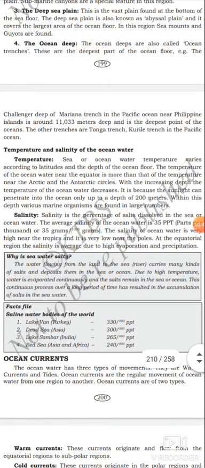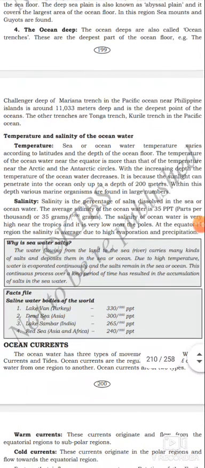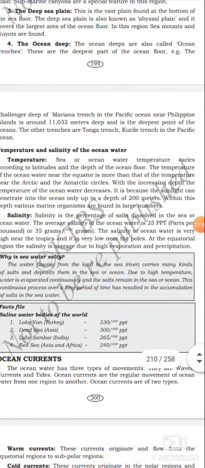Example, the Challenger Deep of Mariana Trench in the Pacific Ocean near Philippine Islands is around 11,033 meters deep, and it is the deepest point in the oceans. Which is the deepest point in the ocean? Mariana Trench in the Pacific Ocean near Philippine Islands. How many meters deep? 11,033 meters deep. Got it? The other trenches are Tonga Trench, Kurile Trench in the Pacific Ocean.